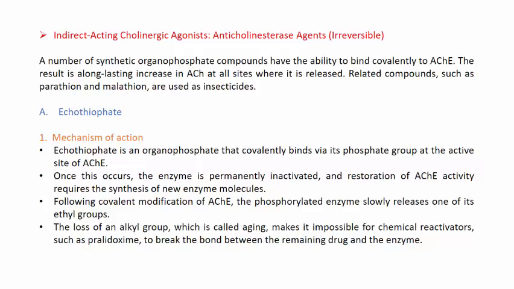بالنسبة ل following covalent modification of acetylcholinesterase the phosphorylated enzyme slowly released on one of its ethanol ethyl groups. وبعدها loss of an alkyl group which is called aging make it impossible for chemical reactive such as pralidoxime to break the bond between the remaining drug and the enzyme. So this is the mechanism of action for the ecothiophate.